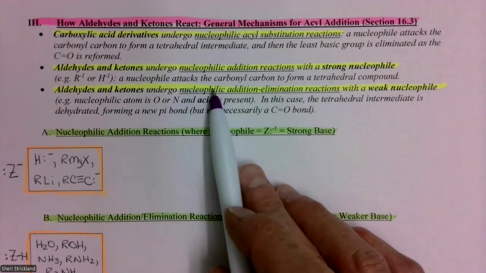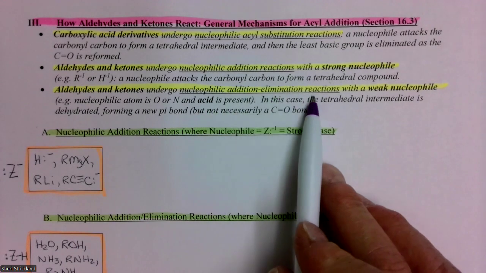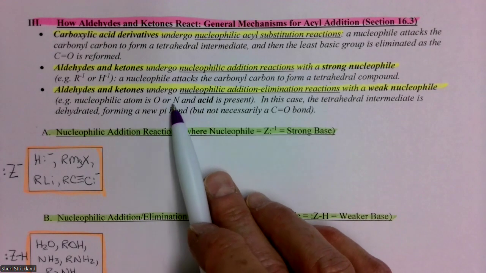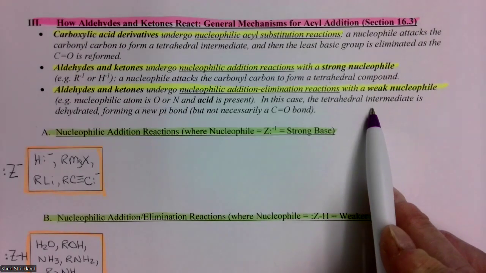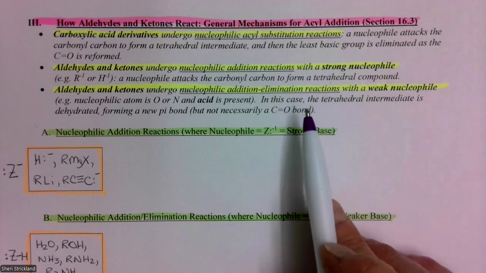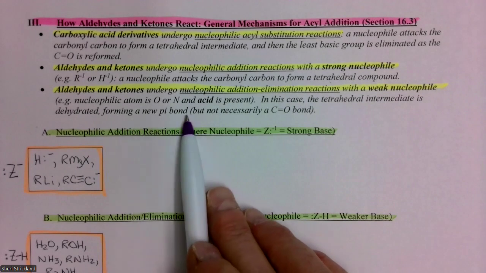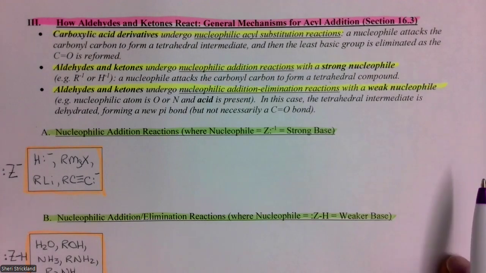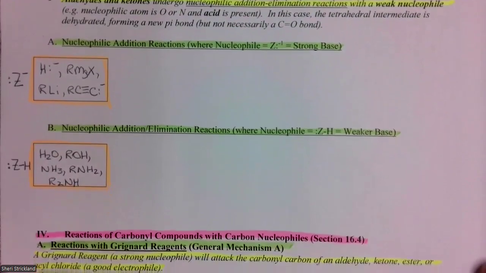If you have aldehydes and ketones with a weak nucleophile, you get something called nucleophilic addition-elimination, where the nucleophilic atom is oxygen or nitrogen and acid is present. In that case, you have a tetrahedral intermediate, and instead of it being protonated and just stopping there, it ends up being dehydrated, and you form a new pi bond, but it's not necessarily a carbon-oxygen double bond. So we'll see those as time goes by, but I wanted you to have all this just in one place where you could see the comparison.